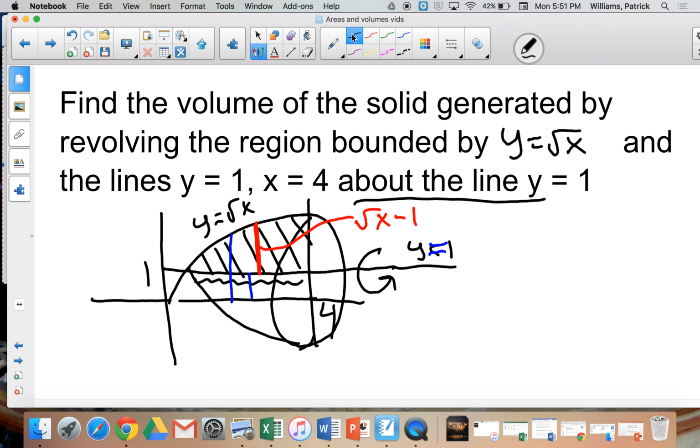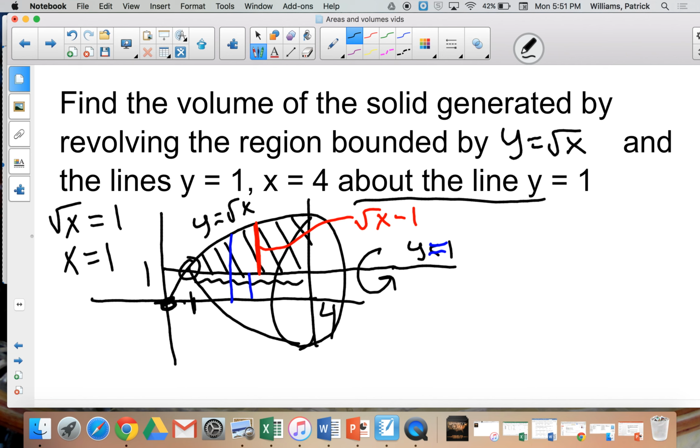Now, what's different about this one as opposed to the last one? The last one started at x equals 0. This one has to start at this point right here because that's where the solid starts. So we want to look at where square root of x is going to be equal to 1. Well, that's simple. That's just x is equal to 1. So now we've got the limits of integration, 1 to 4.